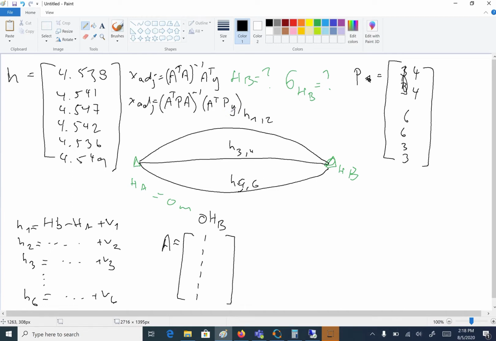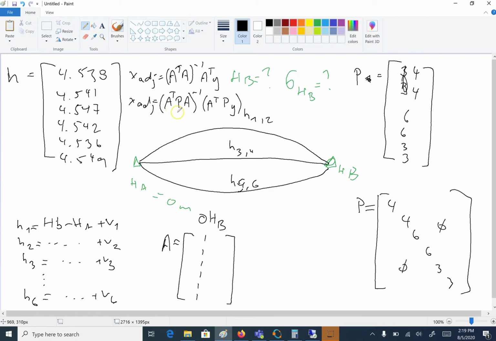And the weight matrix, if we actually write it out, so these are the individual weights, and our weight matrix, so this should be little p, this is big P. The weight matrix is going to be just a diagonal matrix, where the off diagonals are zeros. And the order is the same as the measurement order.